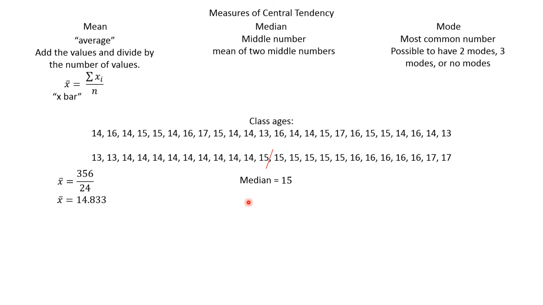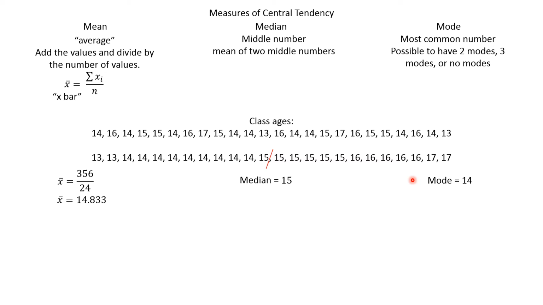And the mode, which one happens the most? Once we have them in order, I think that's fairly obvious that 14 happens the most, happens 9 times, whereas 15 happens 6, 16 happens 5, and 13 and 17 each happen twice. So the mode is 14.